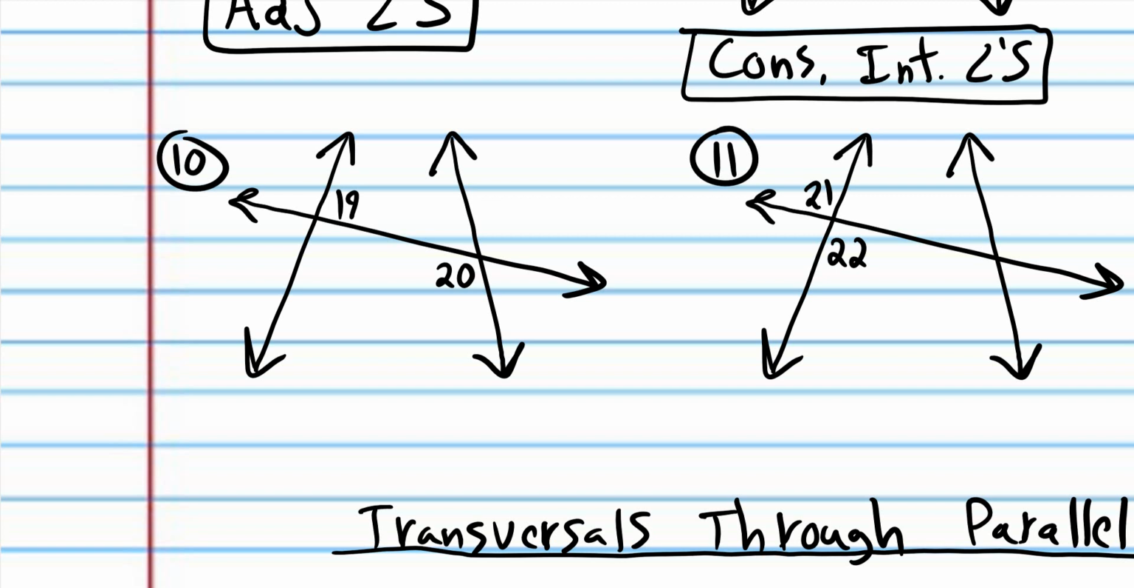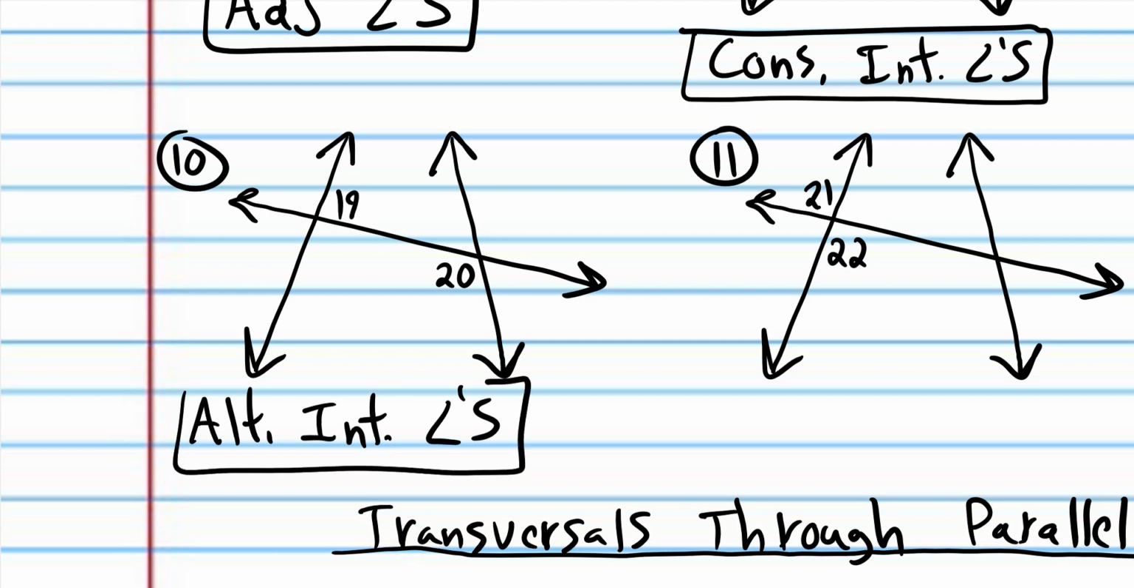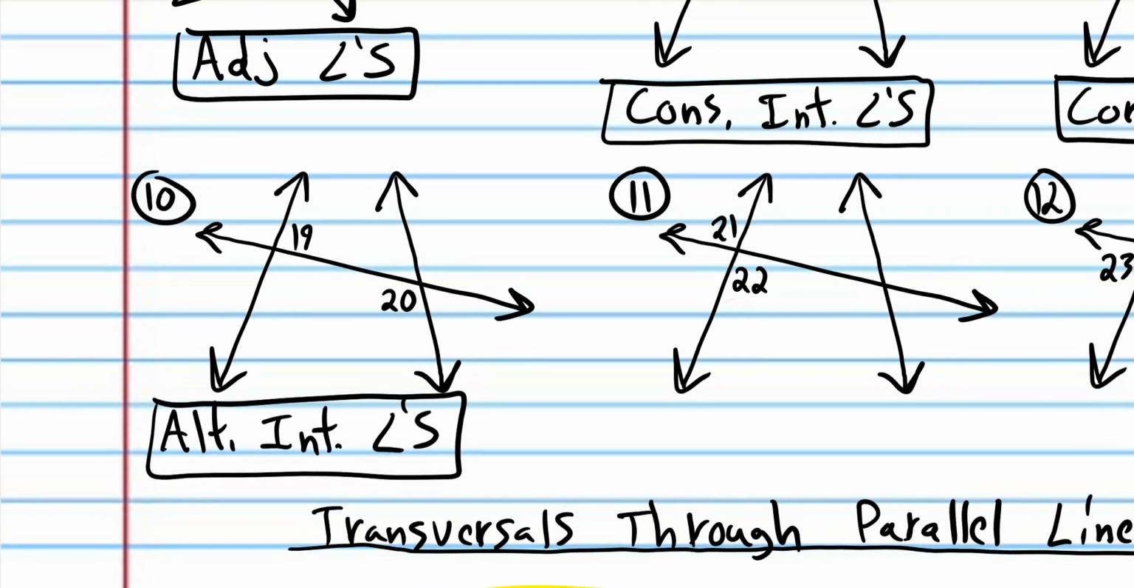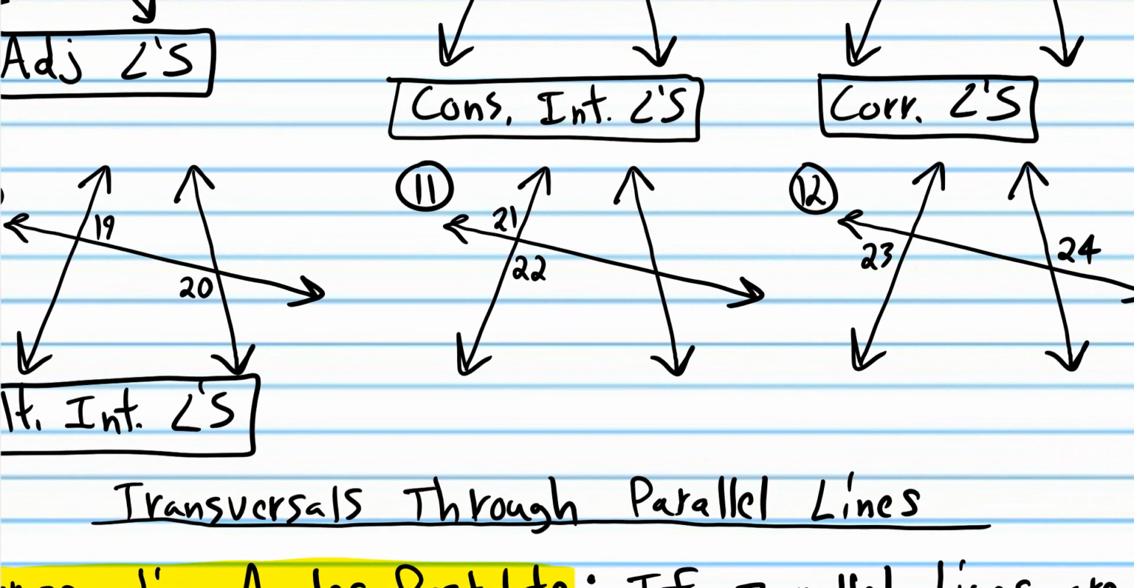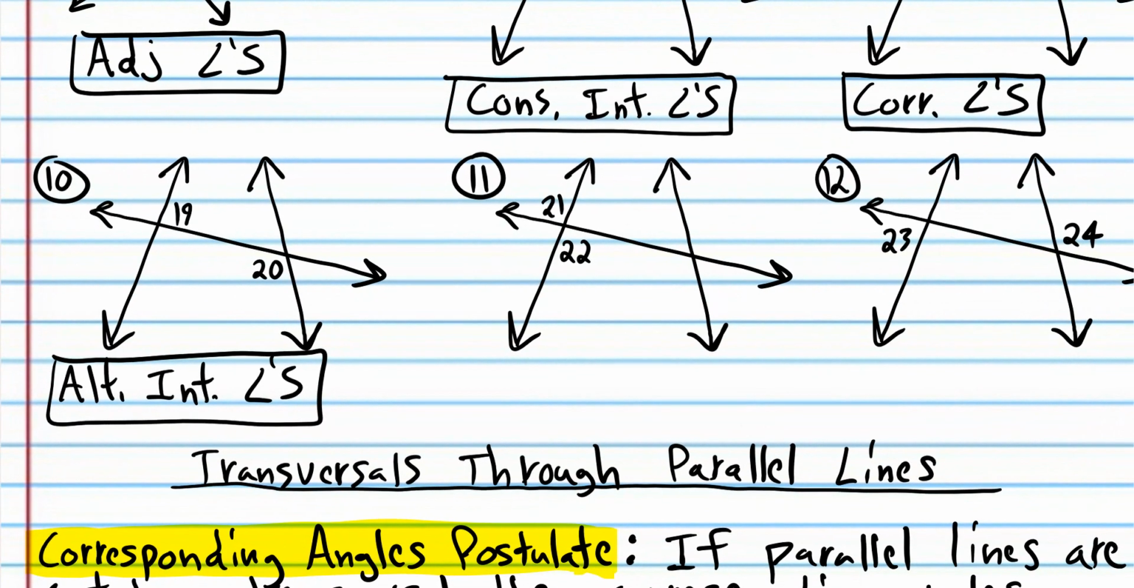All right, we're back. They're both on the interior, and they're alternate because one is on top of the transversal, the other is on the bottom. Again, this is the transversal. So these are alternate interior angles. So if you got alternate interior angles, good job. Try number 11, and when you come back, we'll do it together.